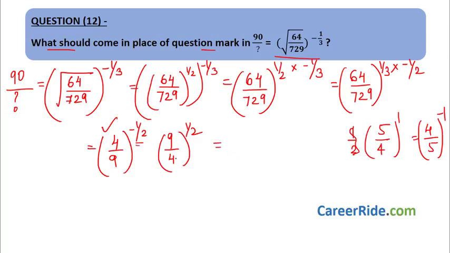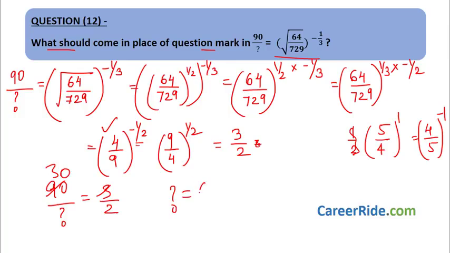So what is the square root of 9 by 4? That is nothing but 3 by 2, because square root of 9 is 3, square root of 4 is 2. So that is equal to 90 upon question mark is 3 by 2, okay, 3 into 30. So question mark would be 30 into 2 is 60. So 60 should come in place of the question mark. See how easily with small tricks and tips and shortcuts you can solve all the sums which are related to squares, square roots, cube roots, etc.